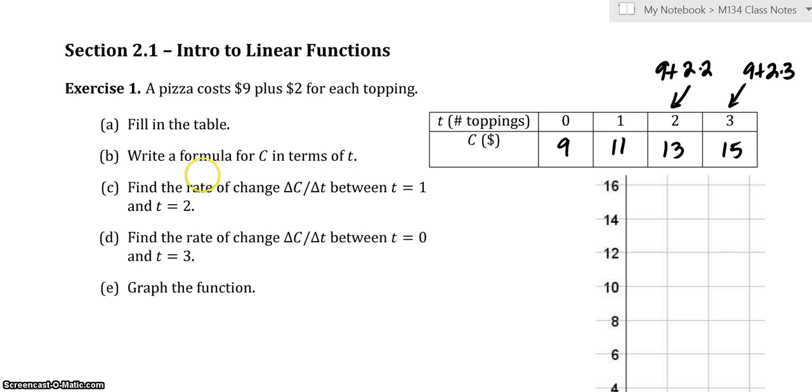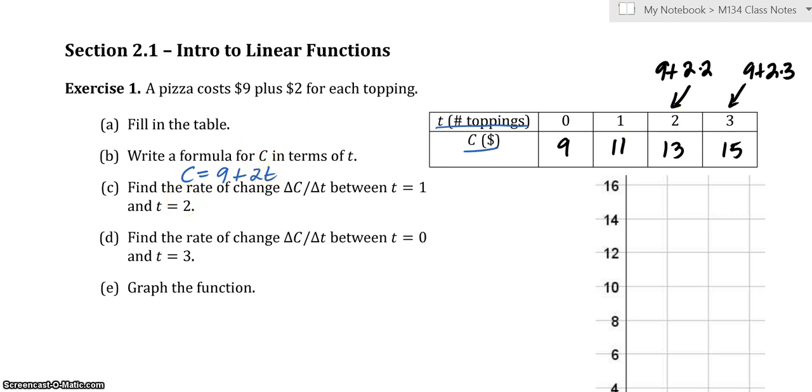There's not much room in here, but the formula is C equals, I'm going to start with C equals because they want a formula for C. I'm going to do what I did up here. I took the 9, I added, it was always $2, times the number of toppings. T was the number of toppings. C is the cost. The other thing you could do is come up with the formula first. Do part B first, 9 plus 2t, if you see the formula, and then you can find your table by just plugging in a 0, a 1, 2, and a 3.